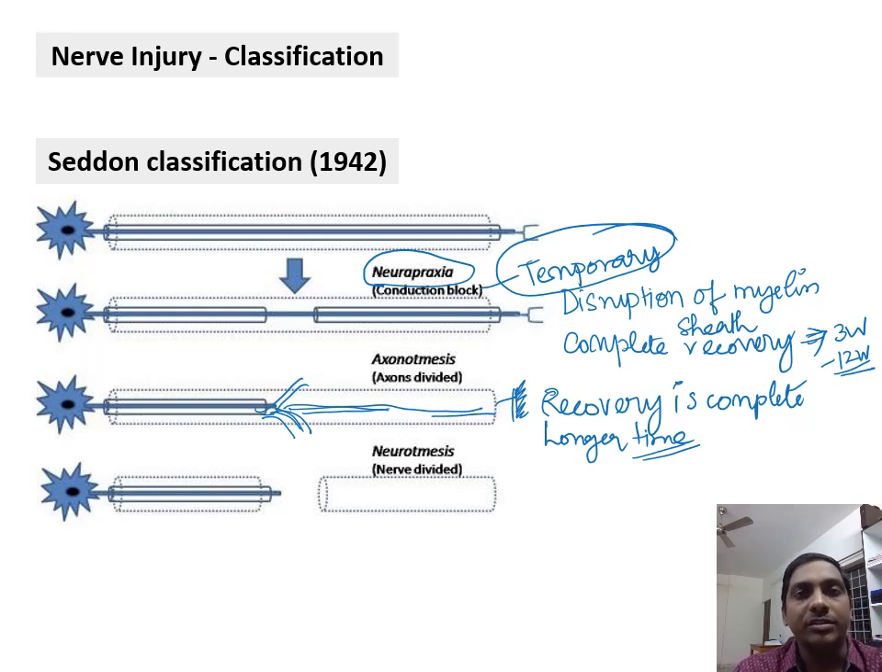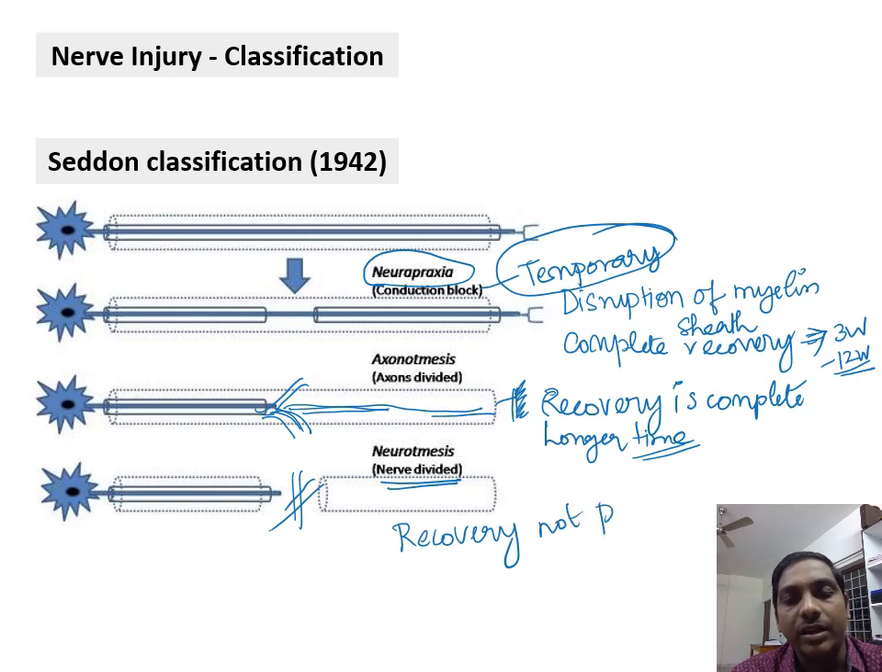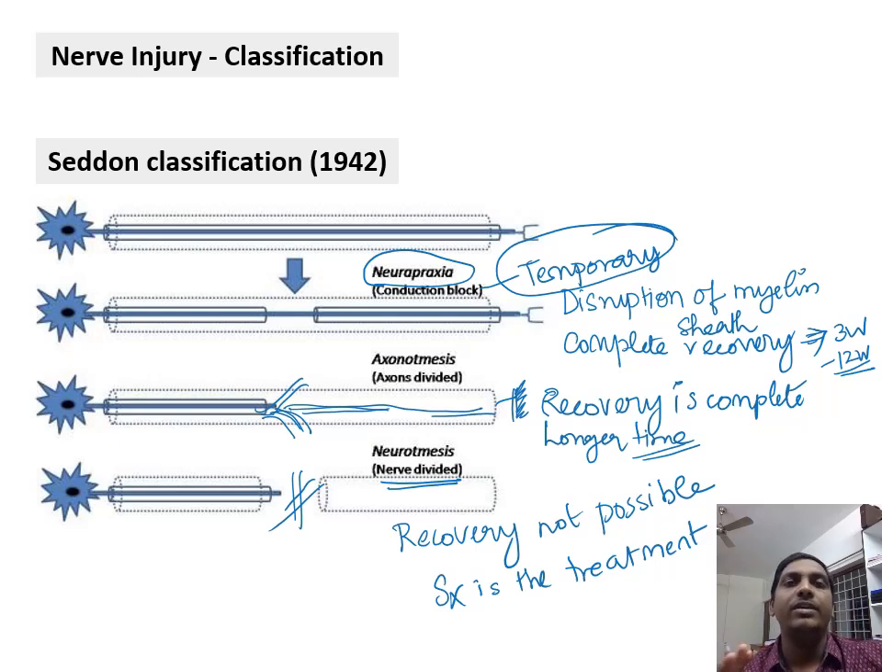The third one is called neurotmesis. Neurotmesis is nothing but complete transection of the nerve. So the nerve has been completely divided. Here the recovery is not possible unless surgery is done. Even then the recovery won't be complete. So surgery is the treatment. For axonotmesis and neuropraxia, we generally wait for a period of 3 months before doing any surgical procedure to treat the cause. We will discuss in future slides how to diagnose the degree of nerve injury and how to treat nerve injuries.